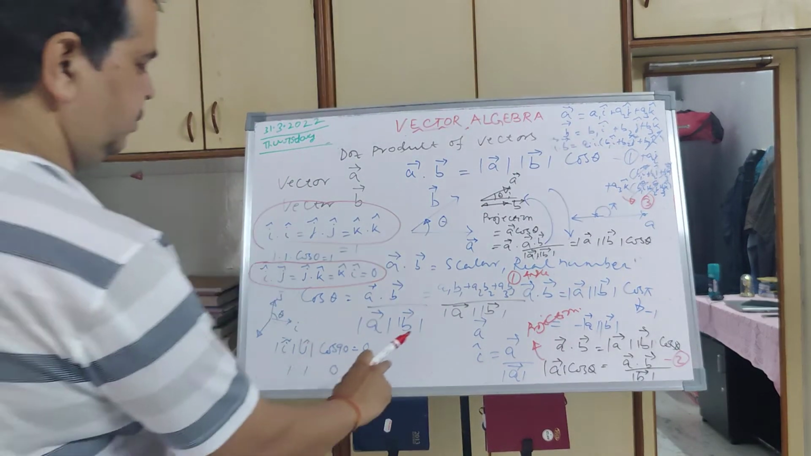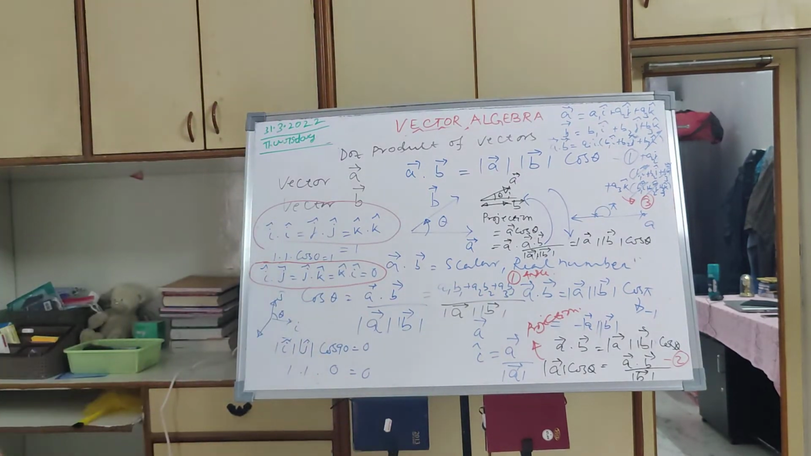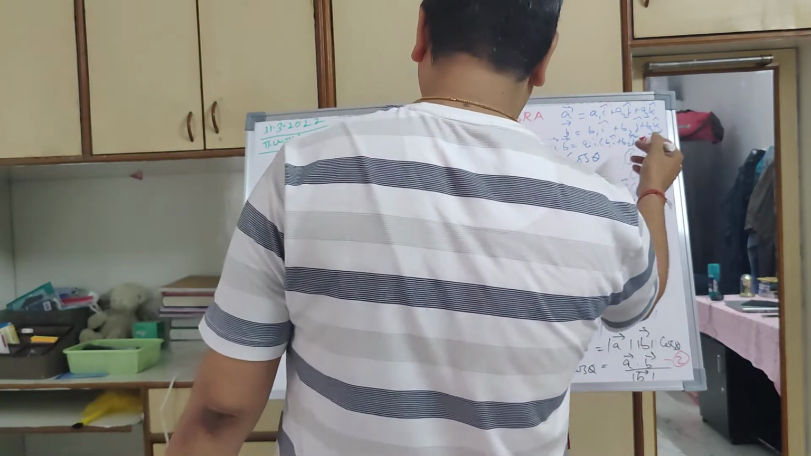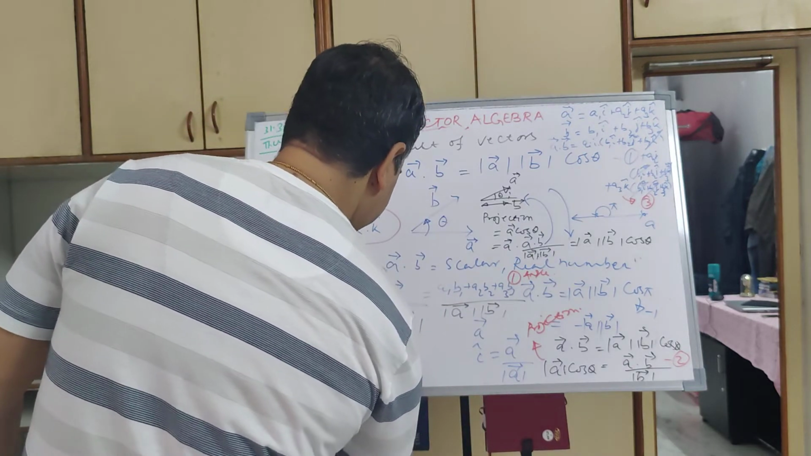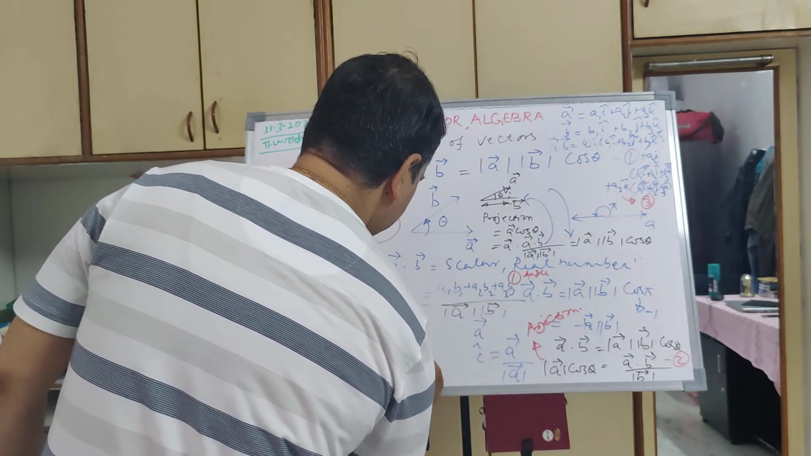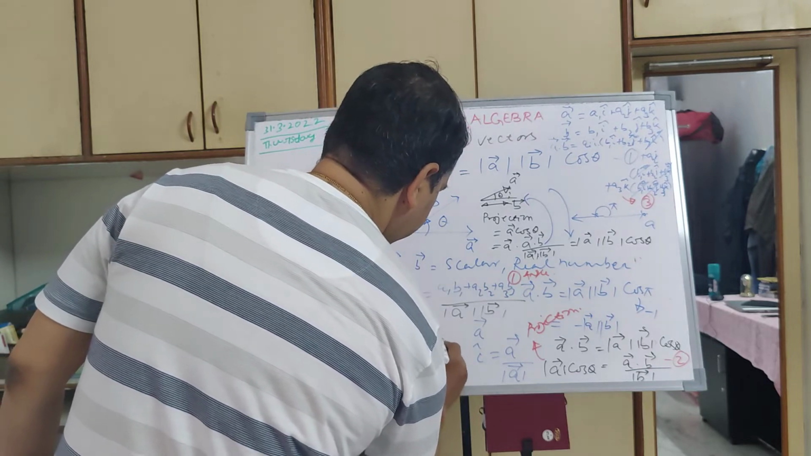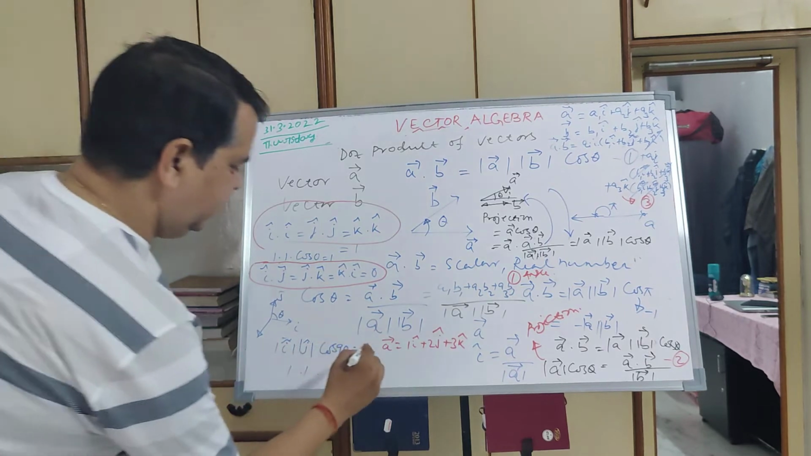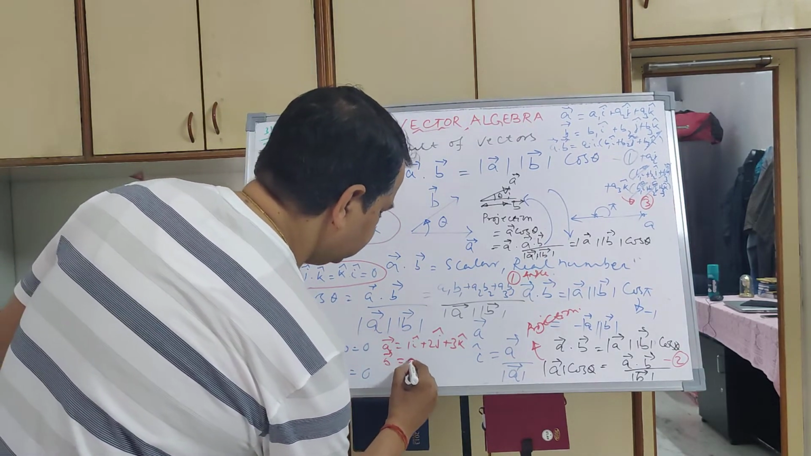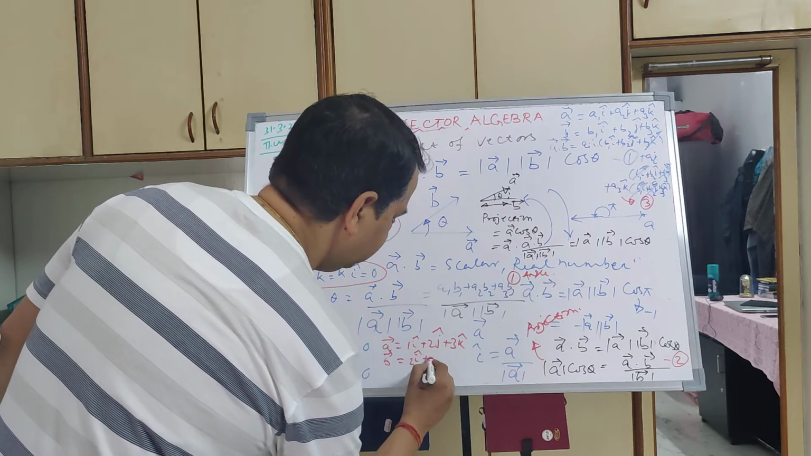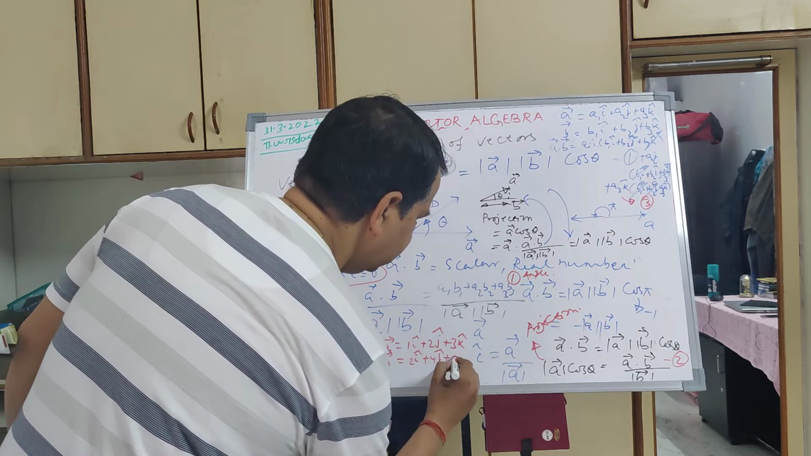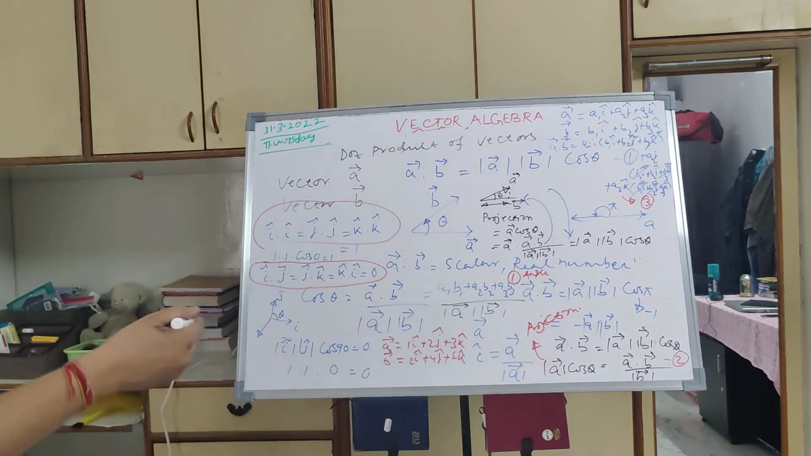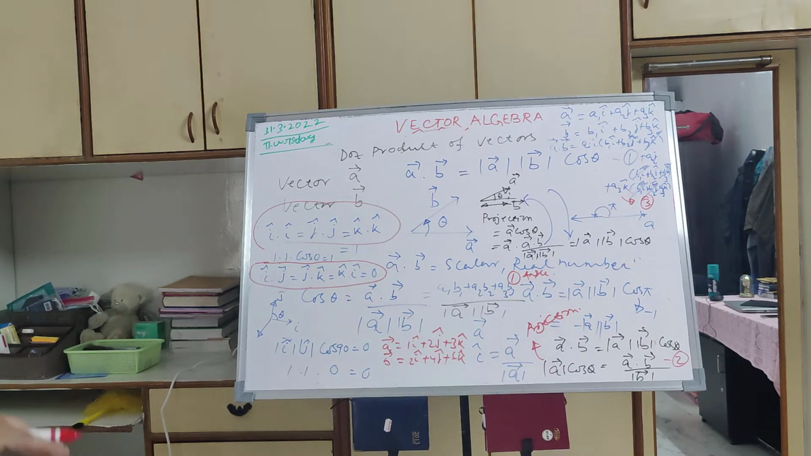And then if you want to know how we utilize this formula, say A is equal to 1i plus 2j plus 3k, and B is equal to 2i plus 4j plus 6k. What does it mean? When they are just 2 times each other, that means they are parallel to each other. There is no angle between them.